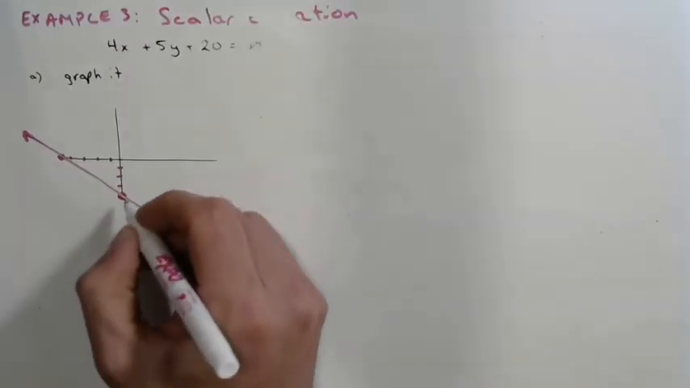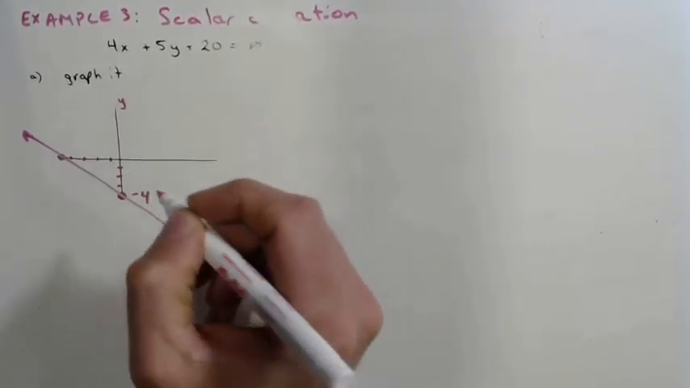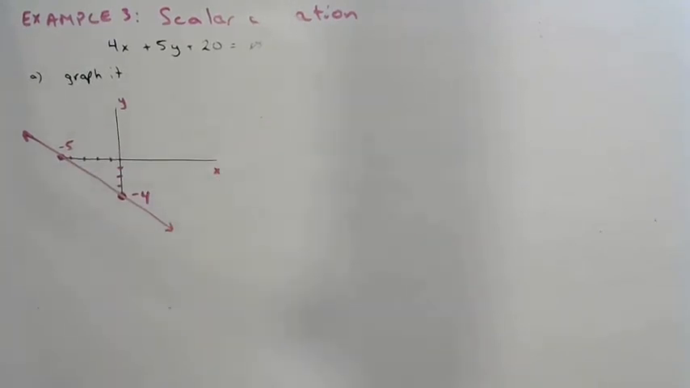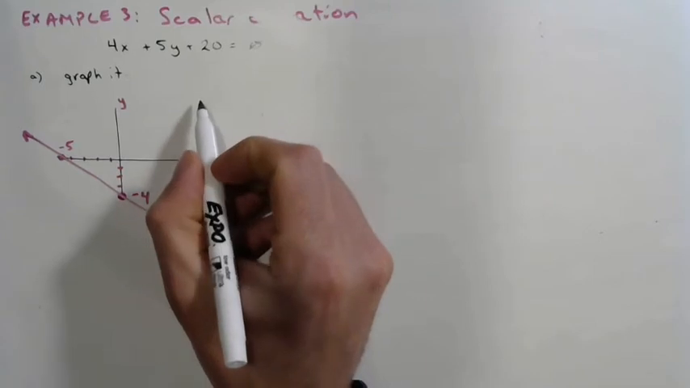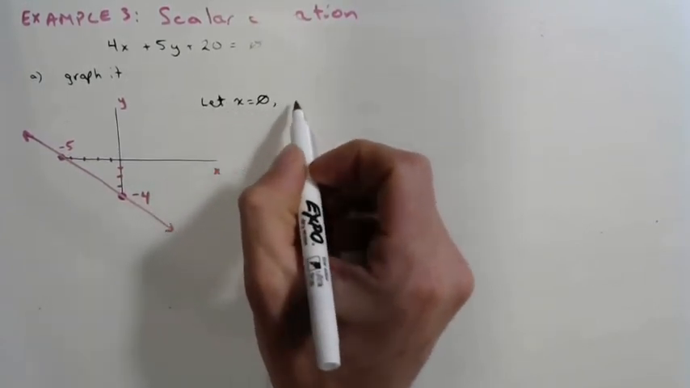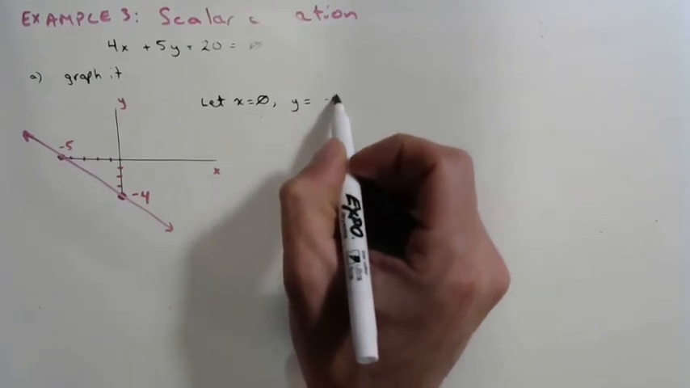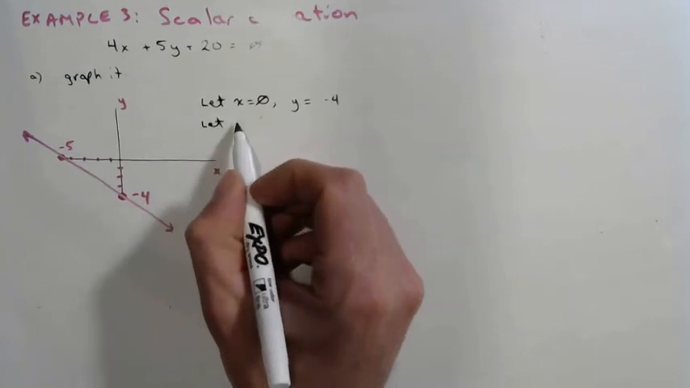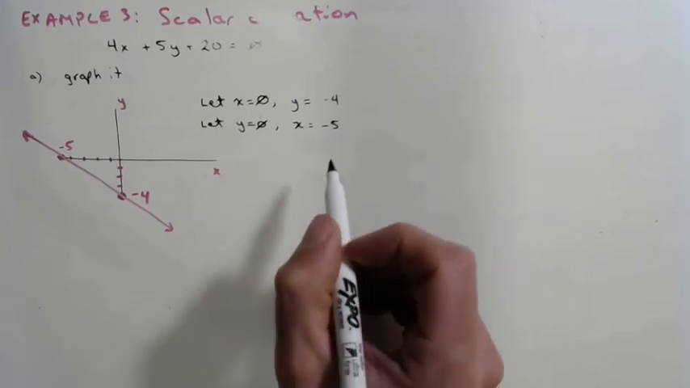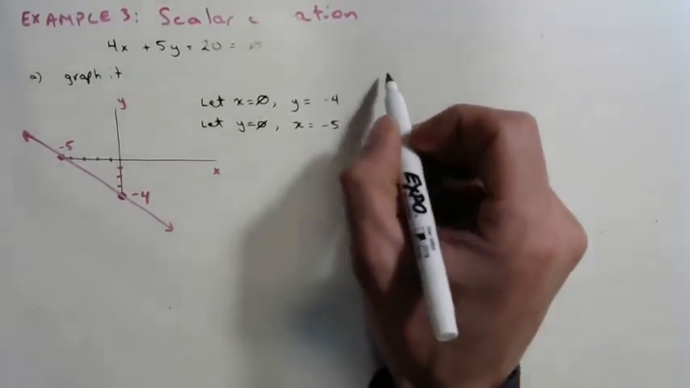And that is our line. Again, you would note it goes through negative 4 on the y-axis and negative 5 on the x-axis. And again, if you want a little more help, let x equal 0, y will equal negative 4. And if you let y equal 0, x will equal negative 5. And that will give you the x-intercept and the y-intercept, 2 points. You can graph your line.